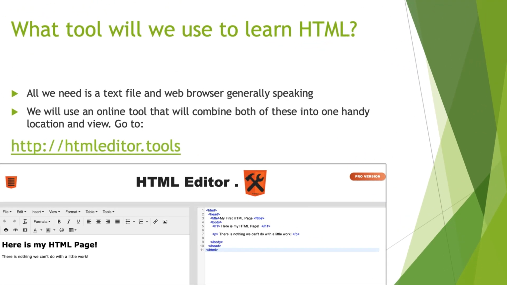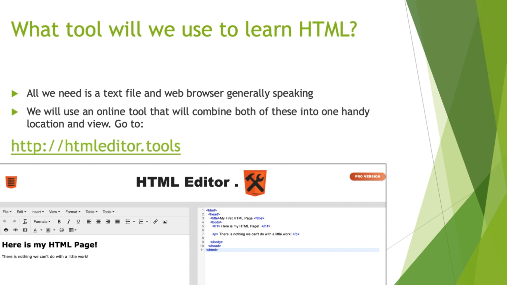You might be wondering, what tools do I need to use to learn HTML? Well, as luck would have it, it's pretty simple. All we need to learn HTML and to start to build a basic website is a text file and a web browser. That's it. What we're going to do to make it easier right now is we will use an online tool that will combine both of these two things into one handy little editor. So if you open up your web browser, whether it be Google Chrome or what have you, it doesn't matter, and type in htmleditor.tools, you'll get to something that looks like this.